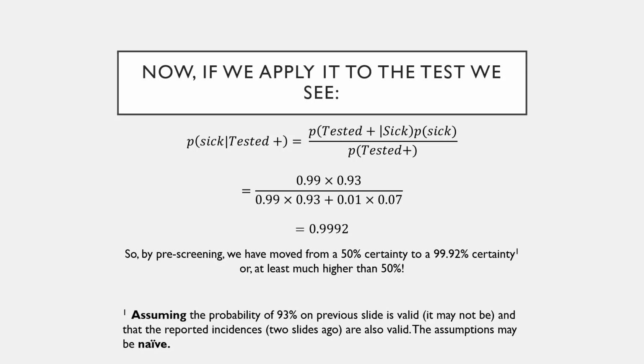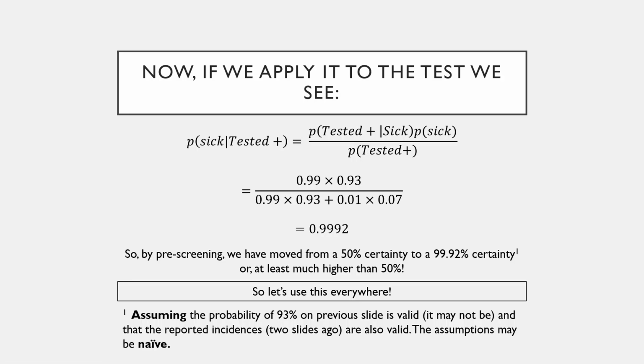So essentially, by pre-screening, we've moved from a 50% certainty to a 99.92% certainty. Now, it is true that we've assumed independence, so it may not have gone all the way up to 99.9, but we have absolutely moved it up from 50%. We are much more confident, if I can put it that way, that someone actually has the disease if they've tested positive than we were before.